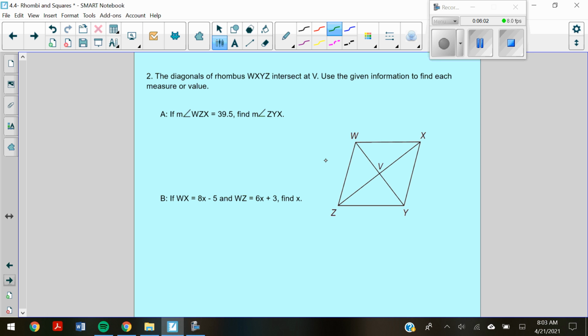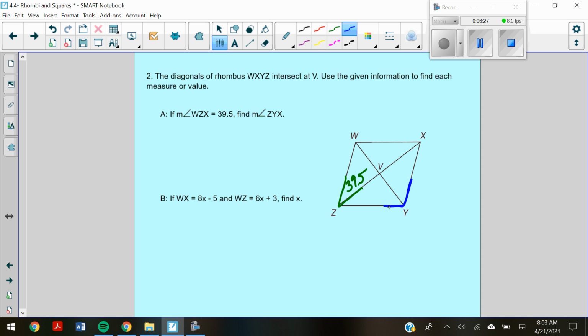All right, so the diagonals of the rhombus intersect at point B. Given the following information, find the measure value. Angle WZX is this angle here, it is 39.5. And we want to find the angle ZYX, which is this big angle here.